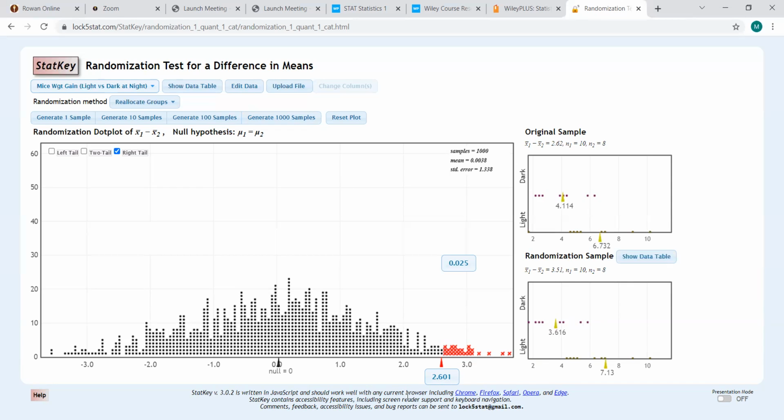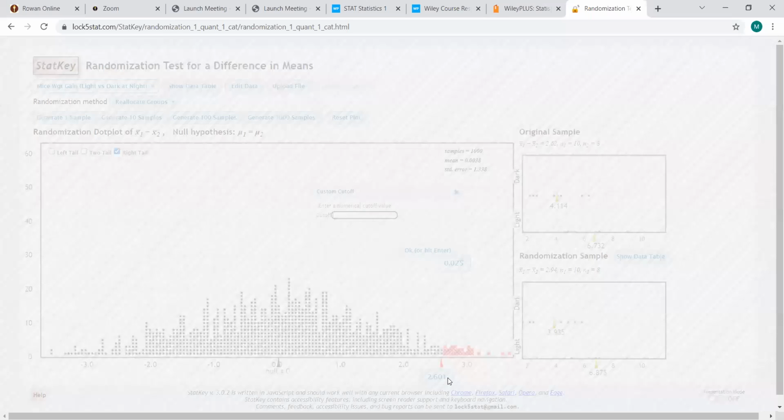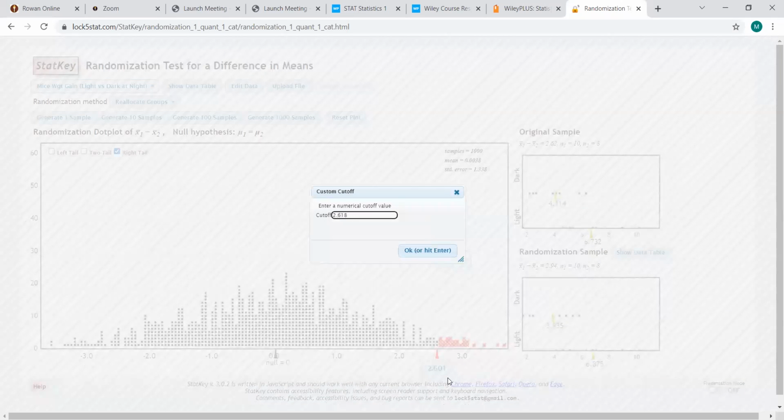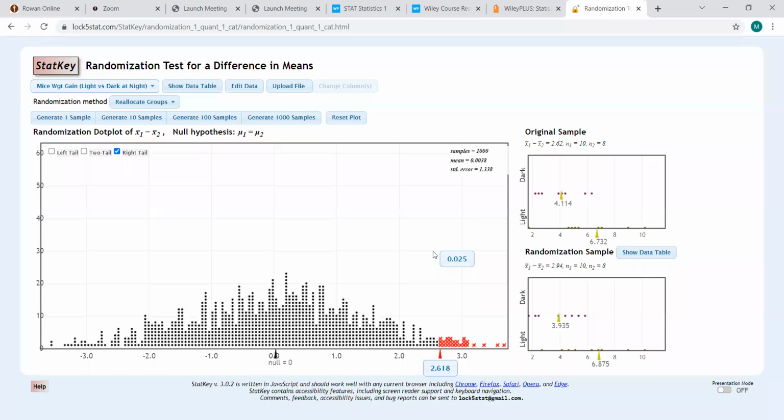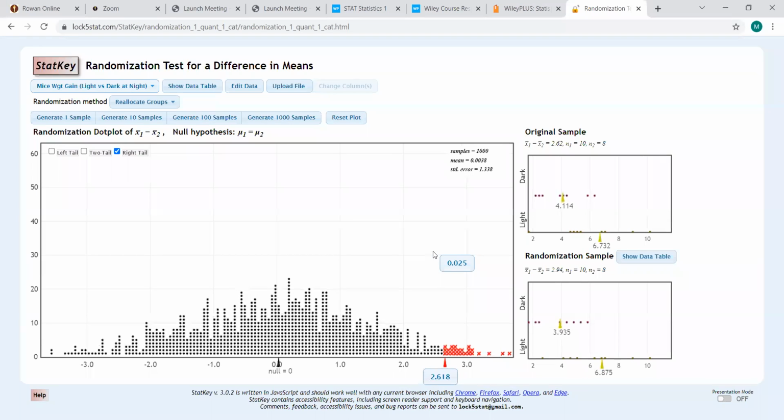But that's not what we're interested in. We're interested actually in the sample difference in the original sample, that's 6.732 minus 4.114. That difference is 2.618. So I'm going to go down to this number down here and change it to 2.618. In other words, I'm going to type in the actual sample difference in means.